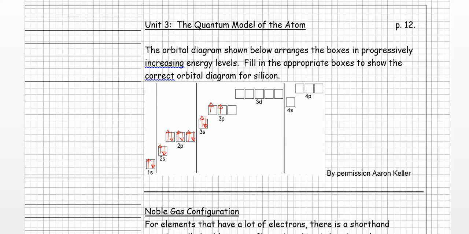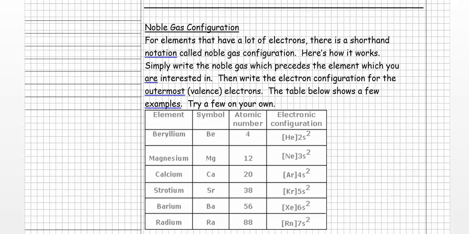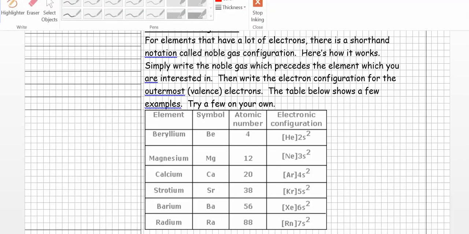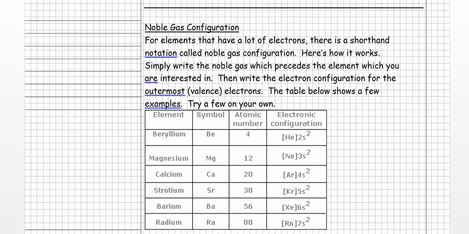All right? Great. We're moving at a good pace here. If you need to pause the video and kind of absorb this, that's fine. Let's increase this thickness again. It says noble gas configuration. What do we mean by noble gas configuration? For elements that have a lot of electrons, there's a shorthand notation called noble gas configuration. And here's how it works.